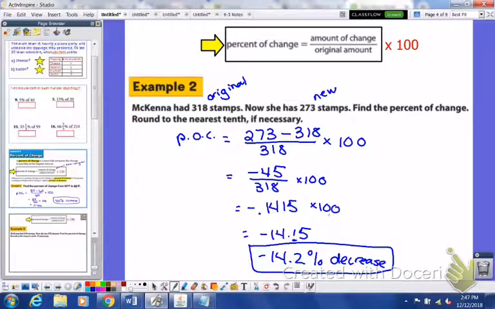Now, eventually you're not going to have to write all these steps. You could put some of these in your calculator. Make sure you show this original piece. Don't just put it in your calculator and write your answer. That's how you guys miss all of your partial credit points.